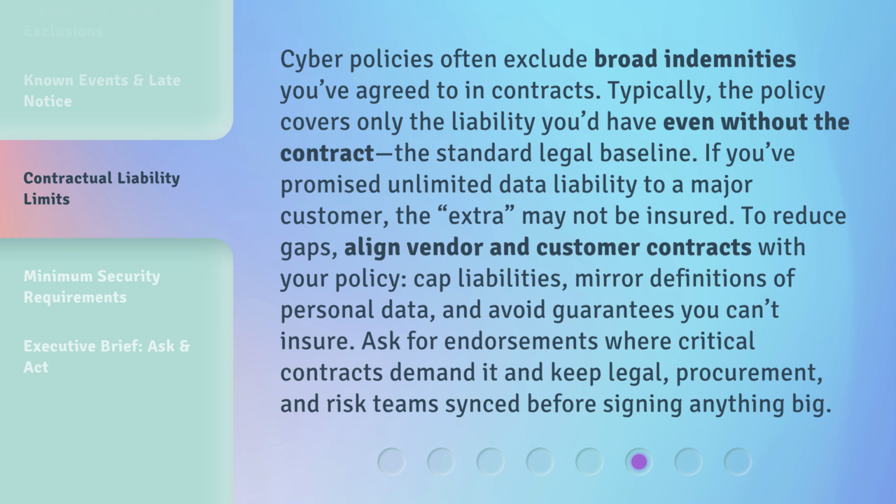Cyber policies often exclude broad indemnities you've agreed to in contracts. Typically, the policy covers only the liability you'd have even without the contract, the standard legal baseline. If you've promised unlimited data liability to a major customer, the extra may not be insured. To reduce gaps, align vendor and customer contracts with your policy, cap liabilities, mirror definitions of personal data, and avoid guarantees you can't insure. Ask for endorsements where critical contracts demand it, and keep legal, procurement, and risk teams synced before signing anything big.